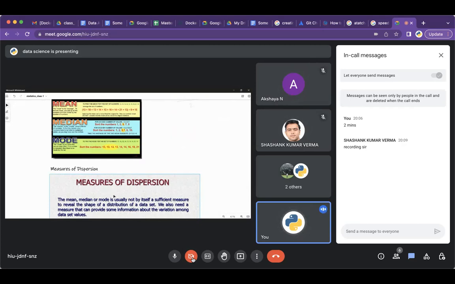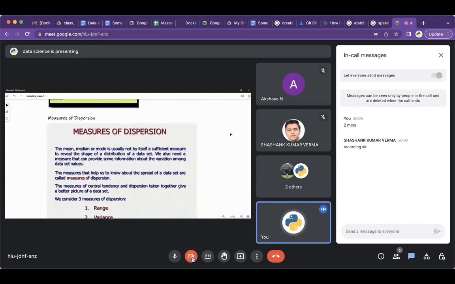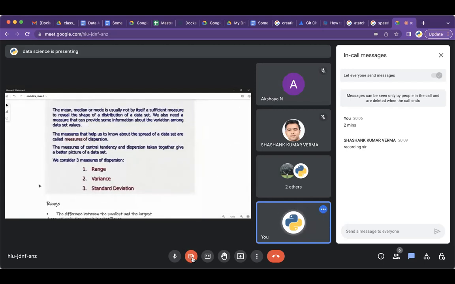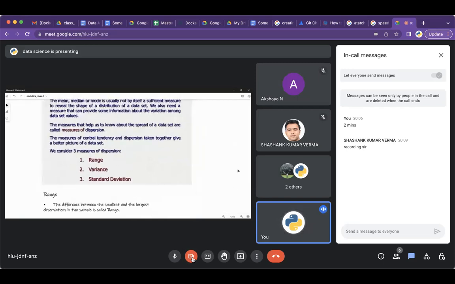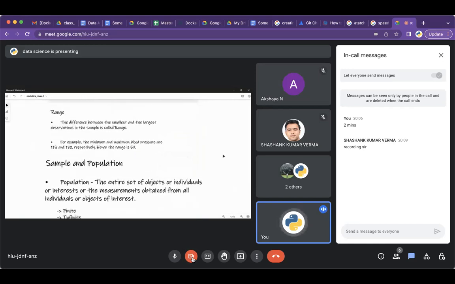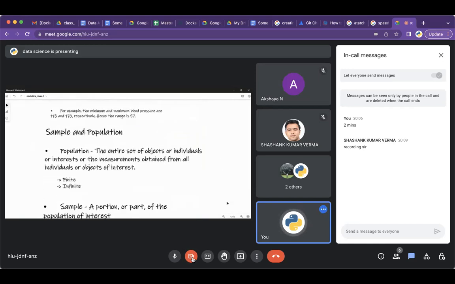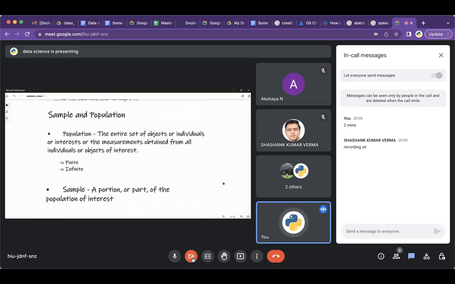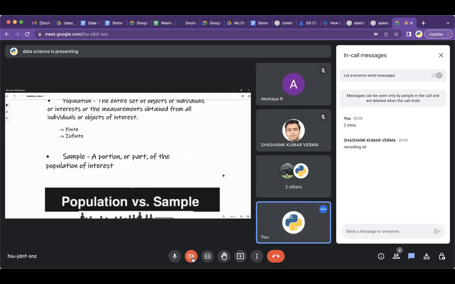Okay. Then we have seen that mean, median, mode is not sufficient to understand any kind of data set. Then we discussed the measure of dispersion. In measure of dispersion, we have seen range, variance, standard deviation. A lot of things we have discussed. Then we discussed the sample and population. What is the sample? What is the population? And the sample is a sub part of the population. That part we have seen.